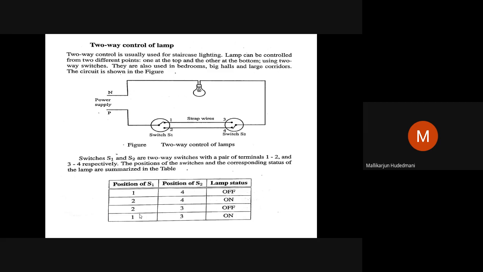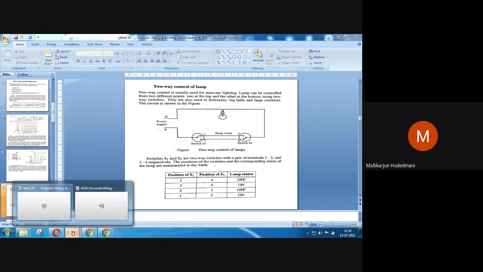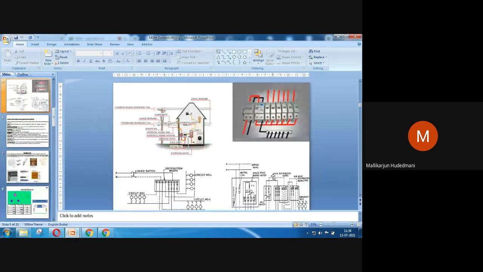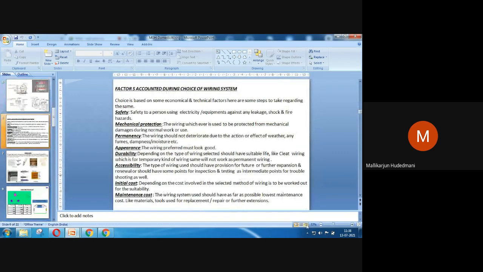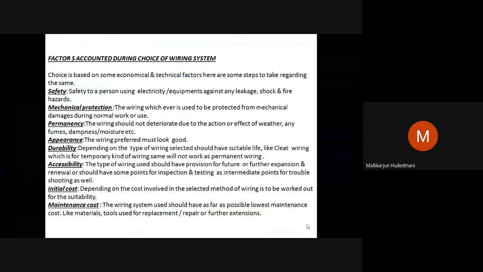Definitely, how do you choose domestic wiring methods? How do you take up wiring practices inside your house? We have some parameters. For that, our syllabus permits us to study 2-point control of a lamp, 3-point control of a lamp, like that. Before going to this, let us think a bit more about how electrical wiring is chosen. It is called factors accounted during choice of wiring system.